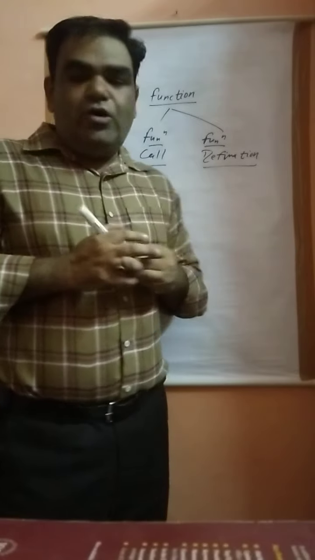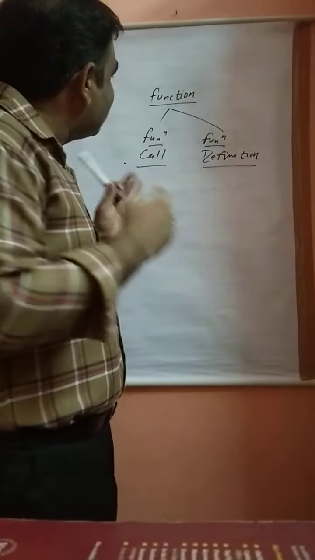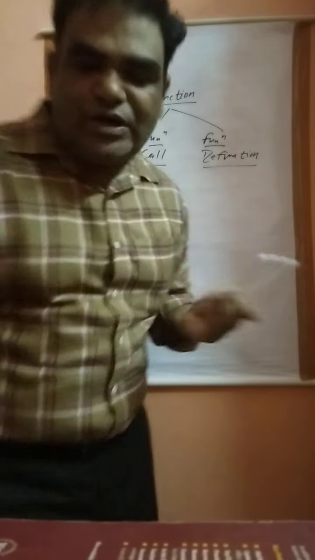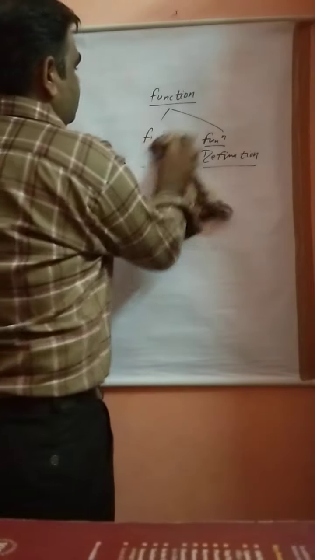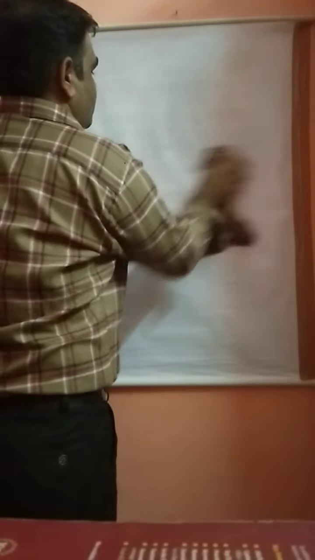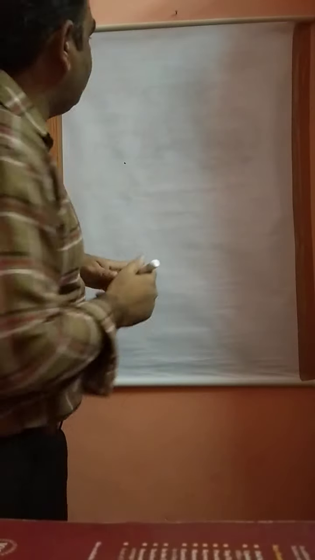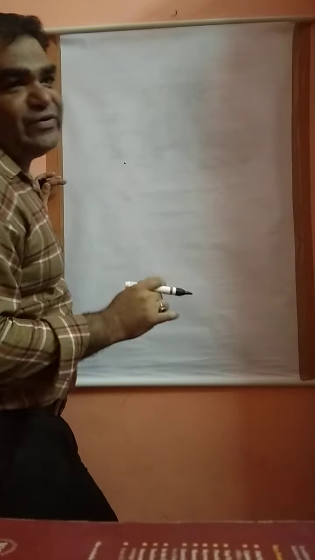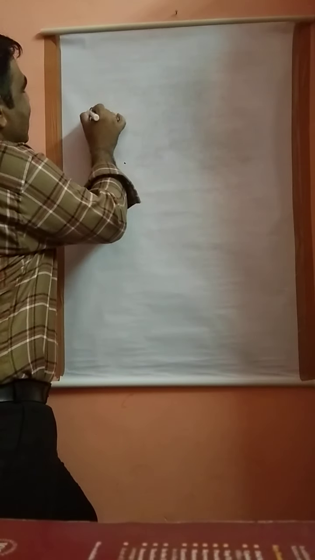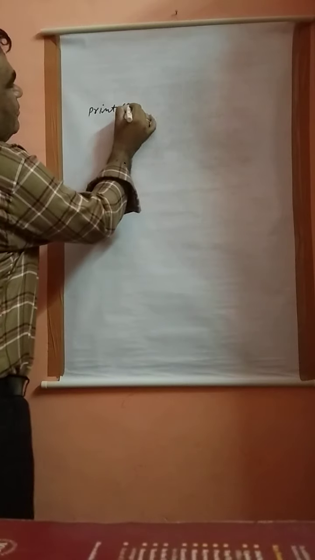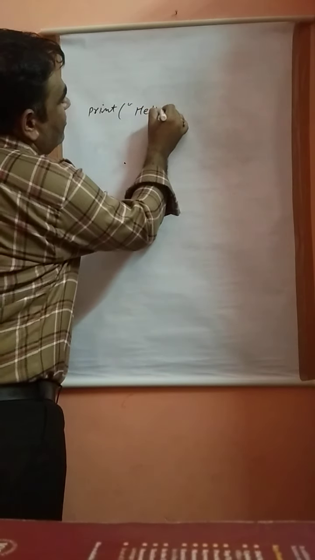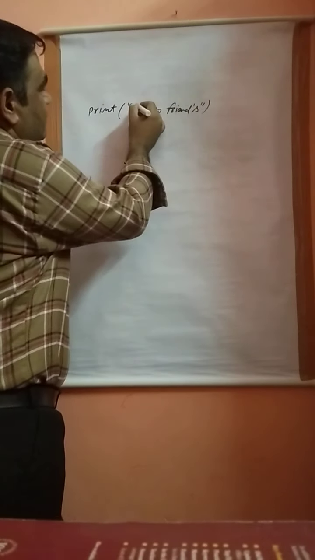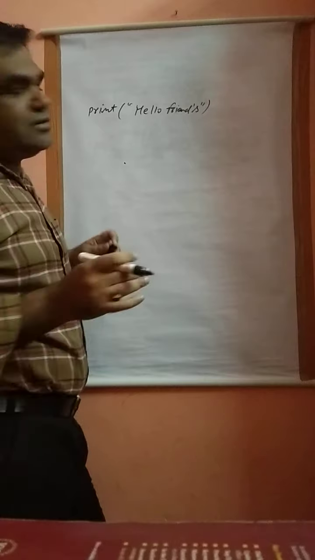Is that clear? Now I just take one example. So now I just clearly explain what is the difference between a simple program and a program with functions. So I just write here code. So first I just write a simple program in which we just display a simple message hello friends with the help of the print keyword. So I just write here print, then hello friends. This is our simple message, hello friends.